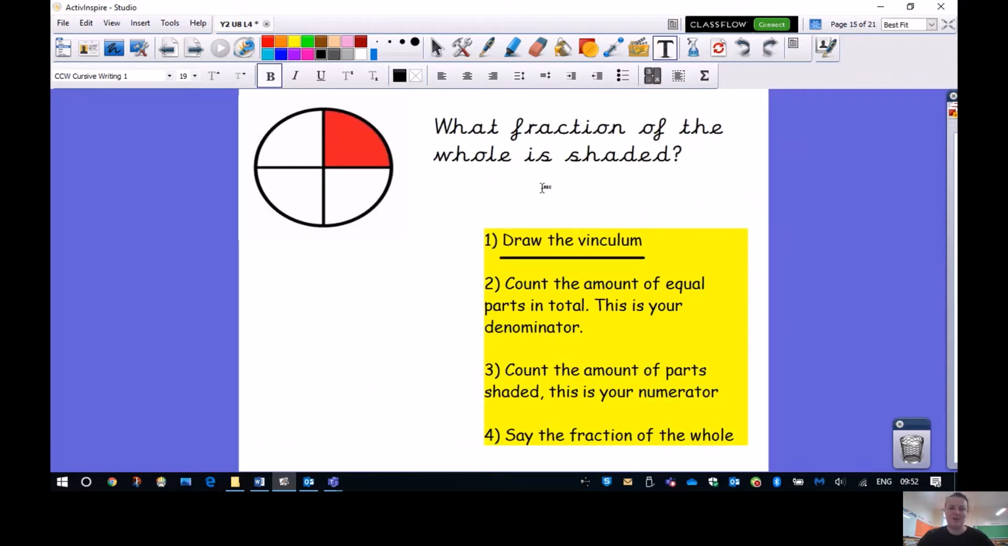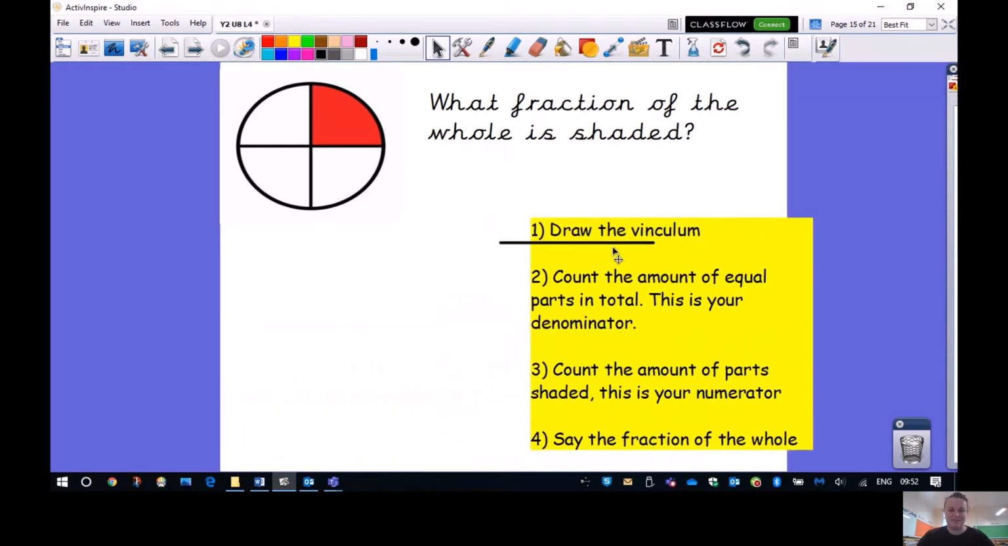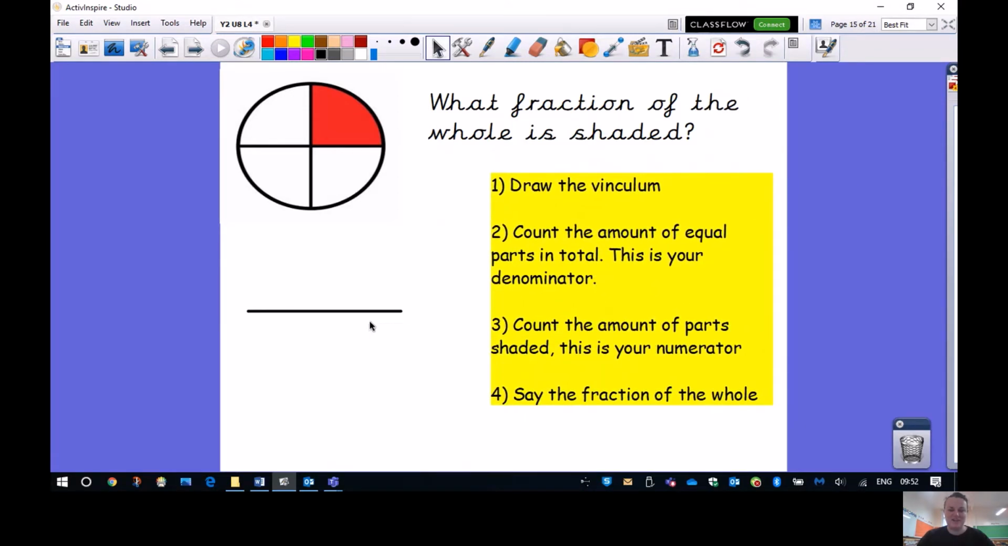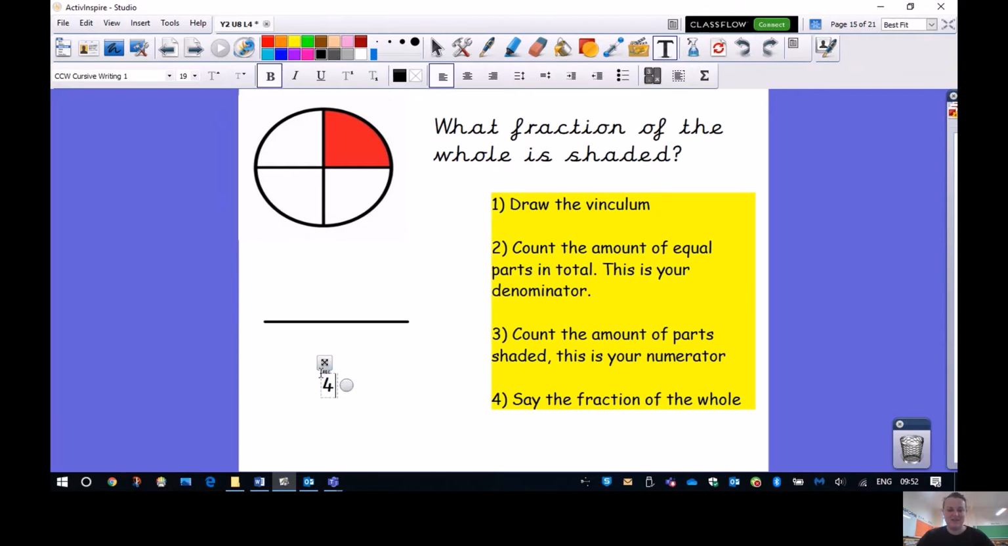What fraction of the whole is shaded? Steps. Draw the vinculum. Count the amount of equal parts. 1, 2, 3, 4. My denominator is 4. Count the amount of parts shaded. 1. My numerator is 1. 1 of the 4 parts have been shaded. 1/4 of the whole is shaded.